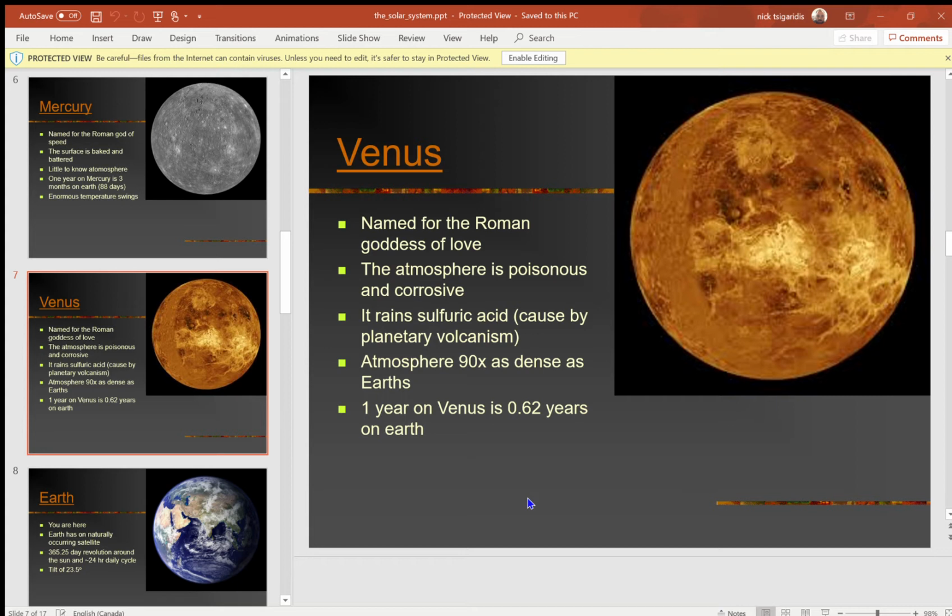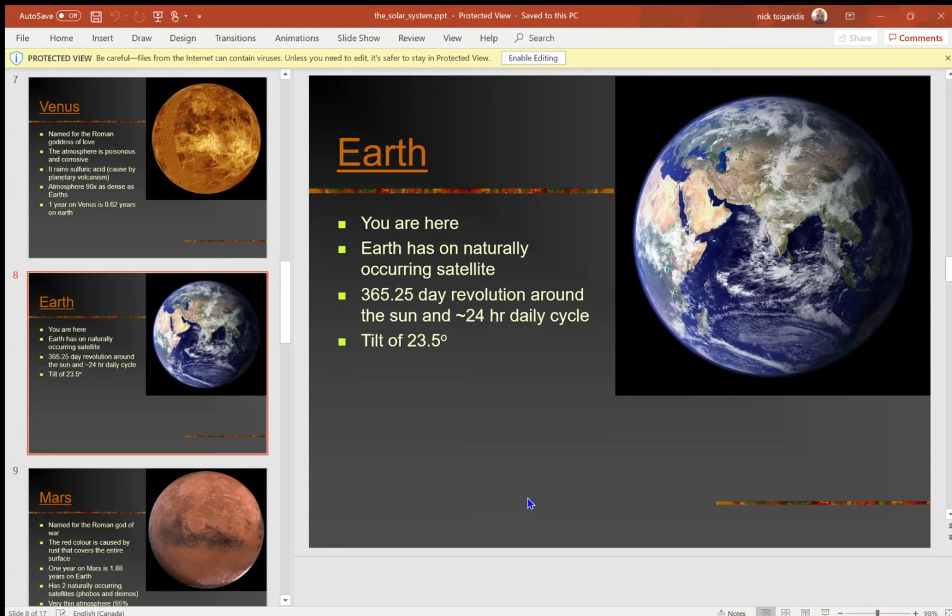Venus takes about 0.62 years on Earth to go around the sun once, so about 66%, or about 200 days, 200 and change days. It is our sister planet, almost the exact same size as Earth. And then, of course, third rock from the sun, that's us.